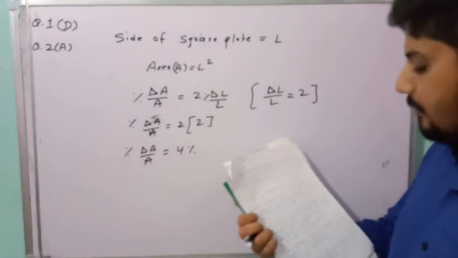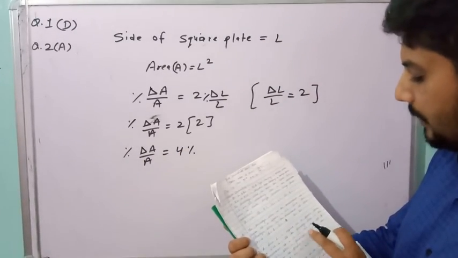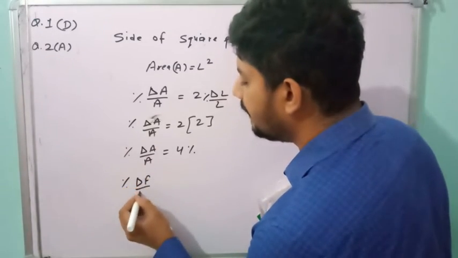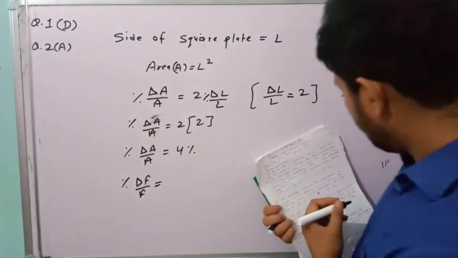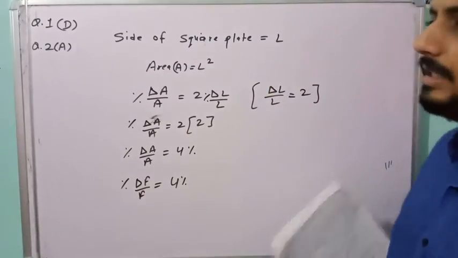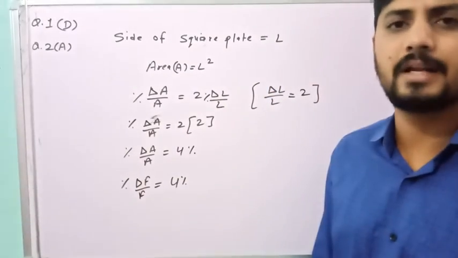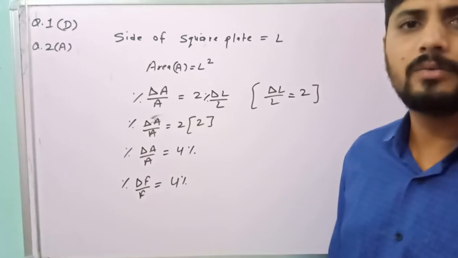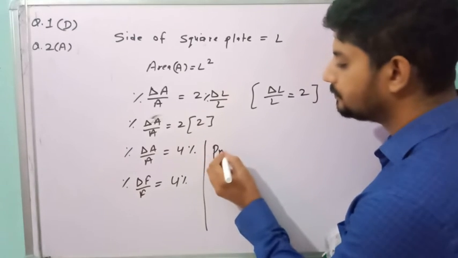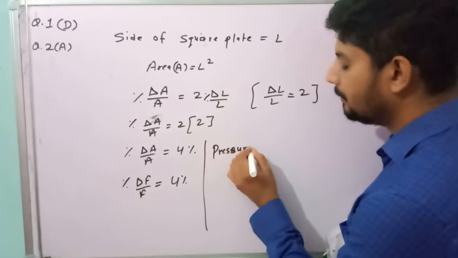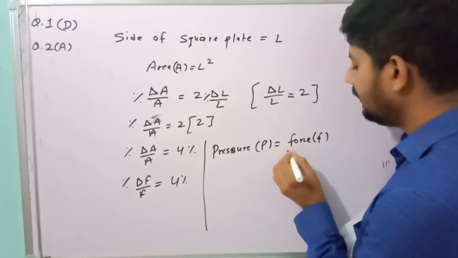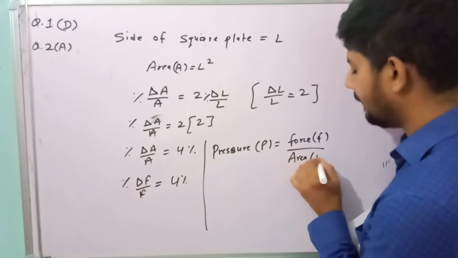Okay. Now percentage error in force is also given to you. So percentage error in force, delta F by F, is equal to 4% only. Okay. Now here he asks you what is the percentage error in pressure. So first of all you are going to write down the formula of pressure. Pressure P is always equal to force F divided by area. This is the formula of pressure.